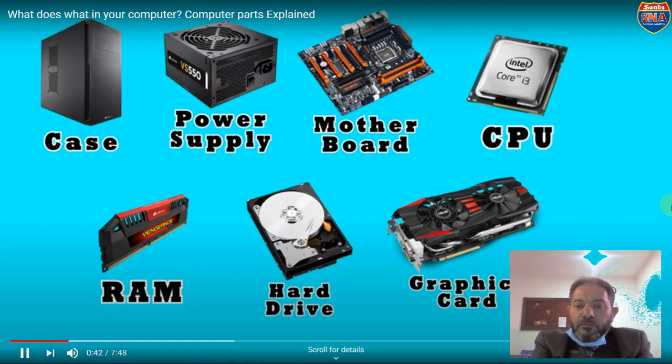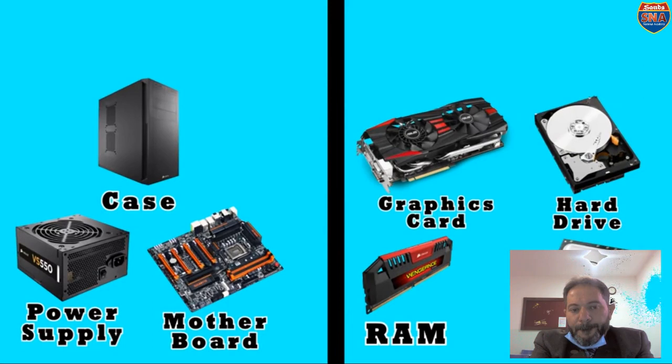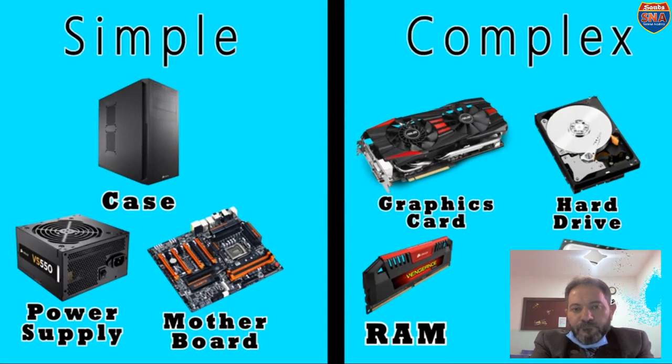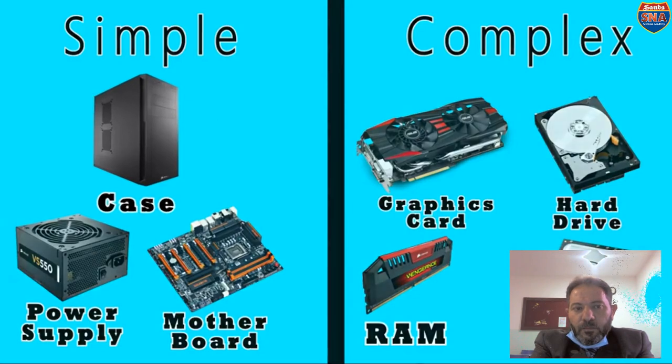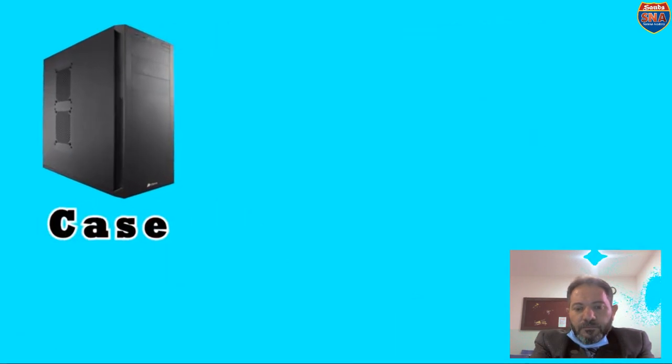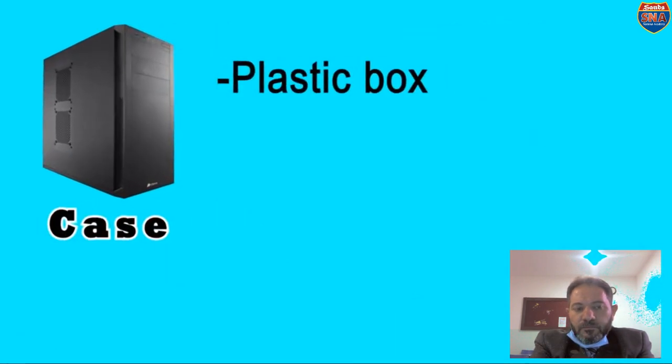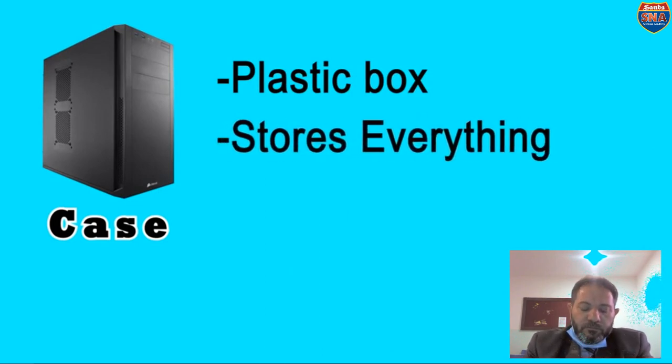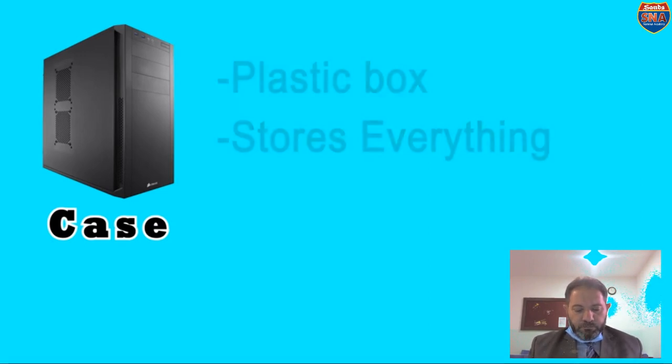It may seem daunting at first, so let's separate these into two categories: simple ones and the more complex ones. For starters, let's look at the case. The case is nothing more than a big hunk of plastic that houses everything else. Some of them have more or less physical space, some of them have different parts where you can put screws in, but at the end of the day, all the case really does is provide a nice enclosed system for everything else.